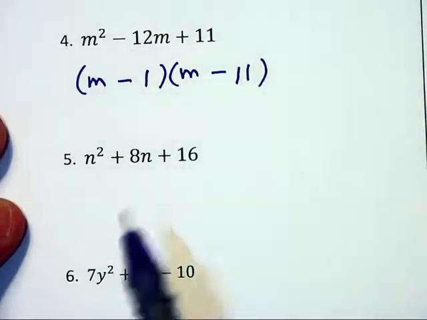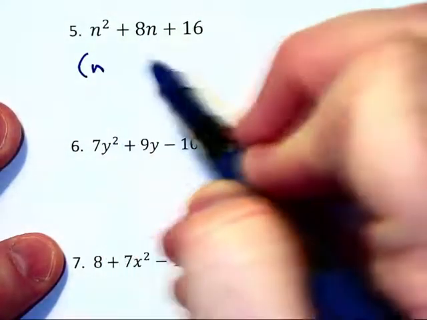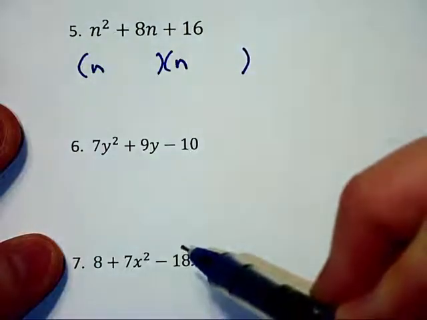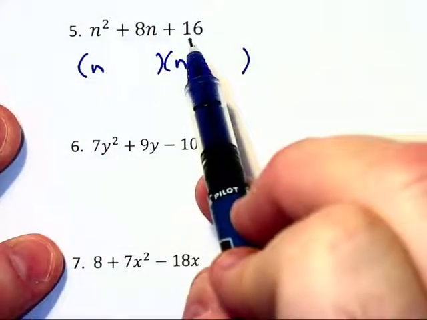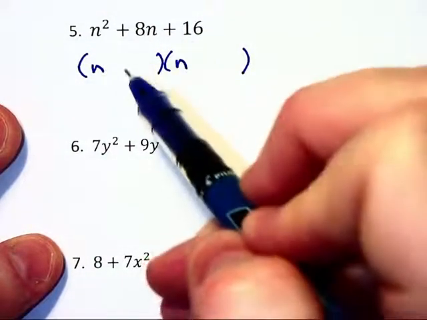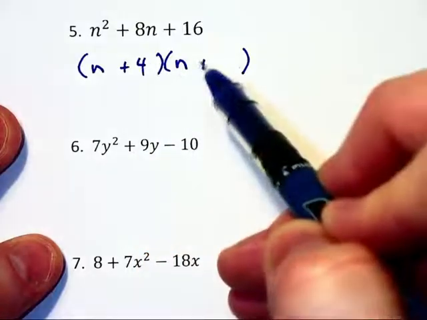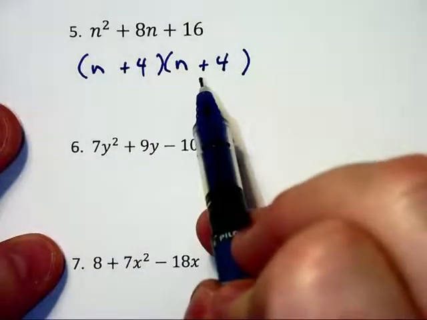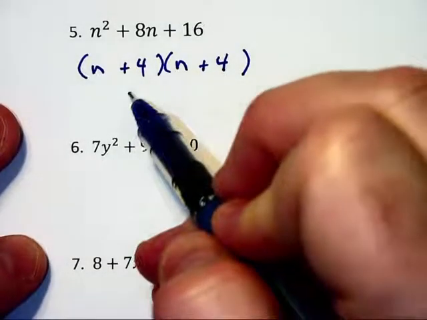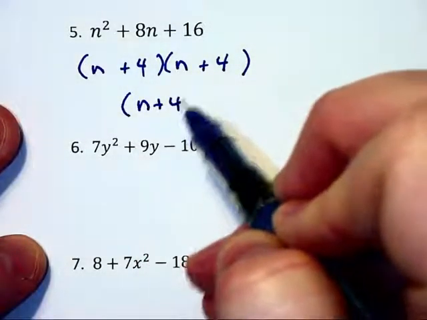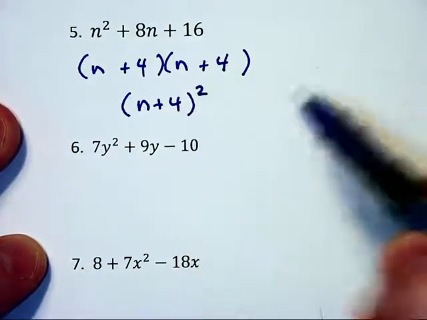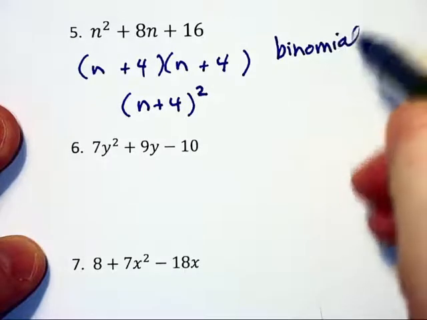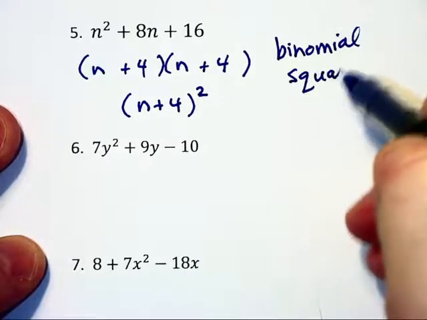In this next problem, we see that we're using the variable n, so I will put an n at the beginning of each parentheses, and I'm looking for two numbers that multiply to make 16, and they will be 4 and 4. They multiply to 16 and they add up to 8. Now when you get the same thing showing up in both parentheses, we prefer that we write this as n plus 4 quantity squared, and that actually has a name. It's called a binomial square for obvious reasons.